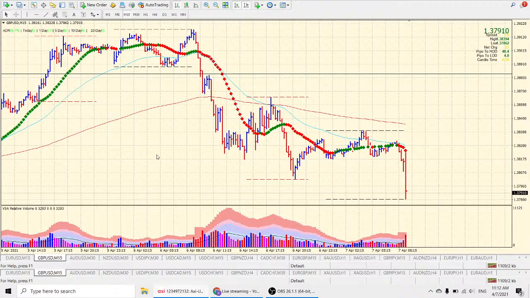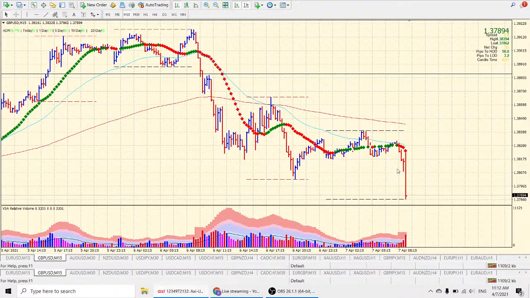Today I'm going to analyze the pre-London session, and it's 7th April today. I'm going to analyze British pound versus US dollar on multiple time frames to find a nice entry. Okay, so this area, these black lines, this is the Asian session range.